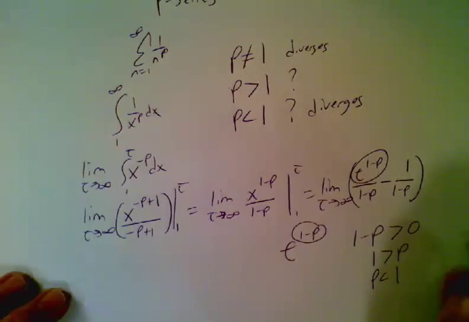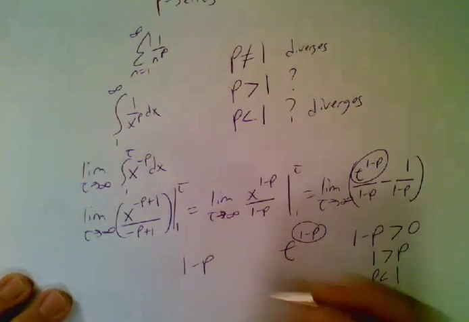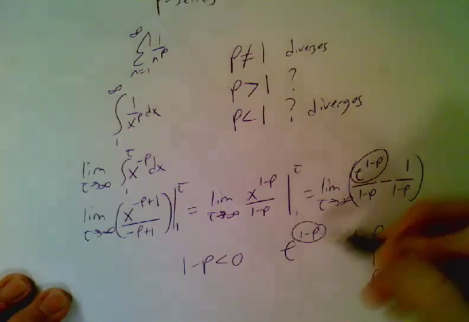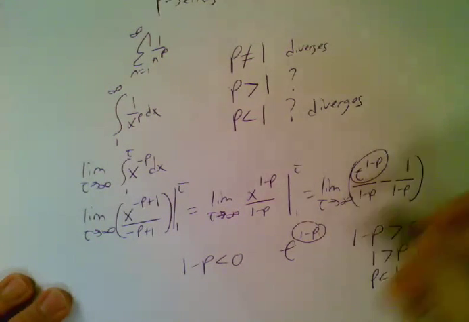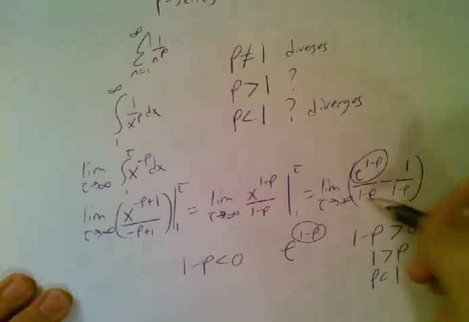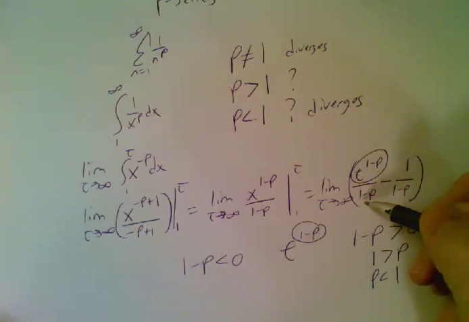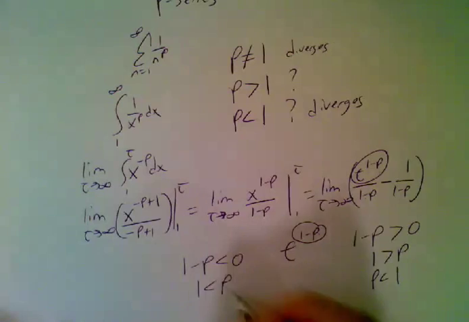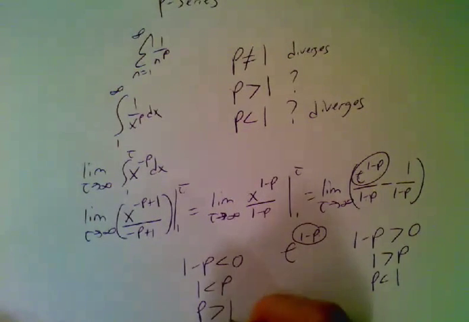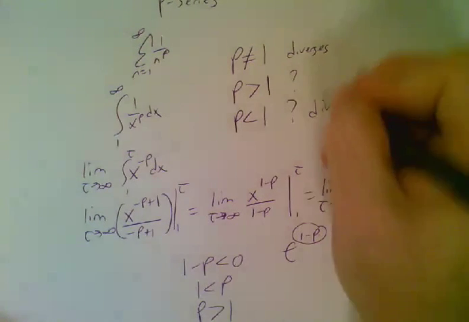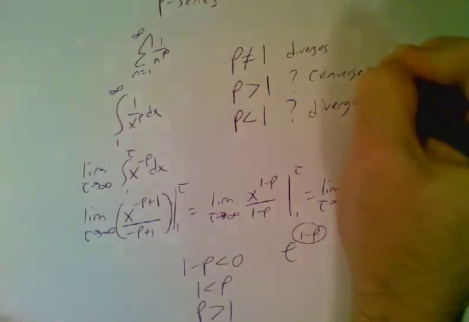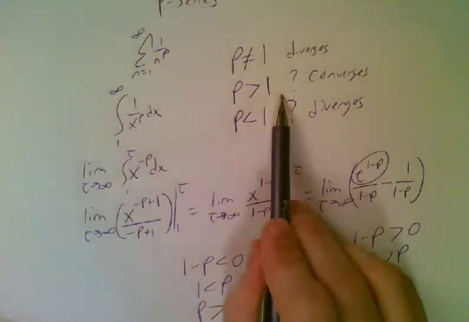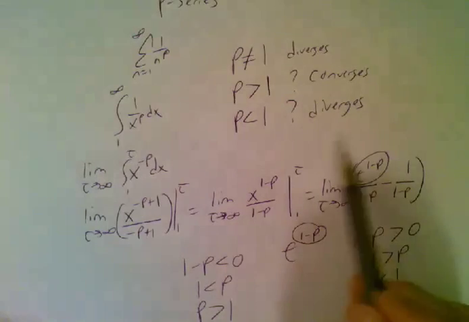If I go the other way, if I want 1 minus p to be less than 0, if I make my exponent negative, well then that t gets down into the denominator. That's where I want it if I'm trying to show convergence. So I need my 1 minus p to be less than 0, which means I need 1 to be less than p, aka I need p to be greater than 1. That's the same thing. And there we go. So a p-series will converge as long as the p-value is greater than 1. If it's less than or equal to 1, it will diverge.